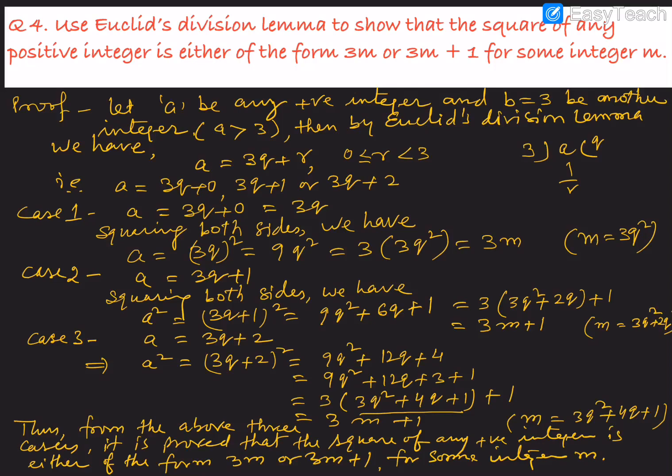Here we have taken b as 3 because we have to make the structure 3m or 3m plus 1.